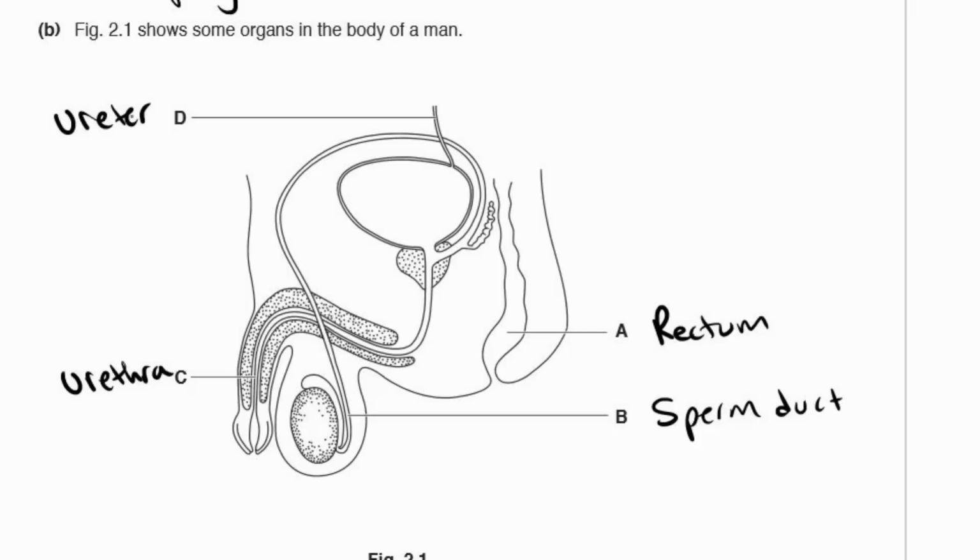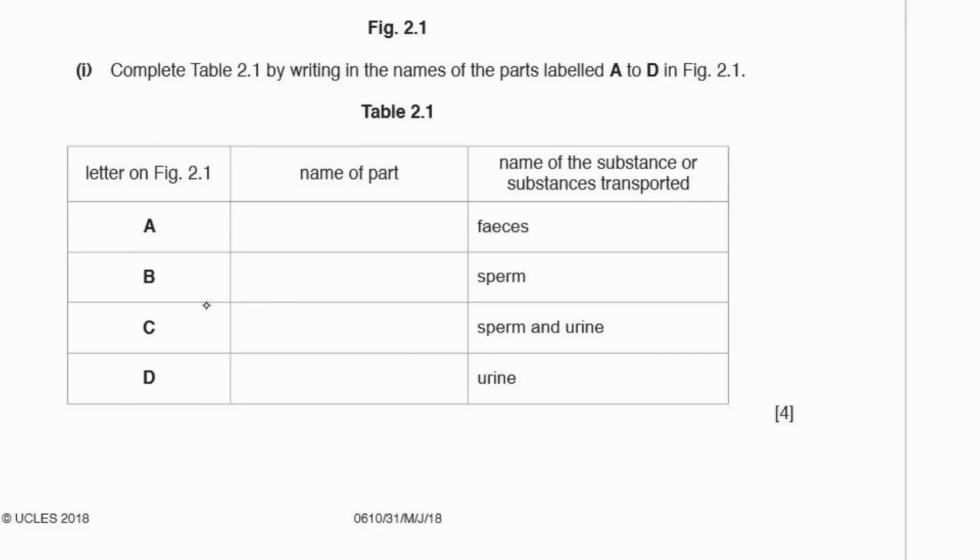All right, urethra and ureter are very similar words, so they have to be spelt exactly as they should be. You can't have any spelling errors. All right, so we can double check to see if we got those labels right, to see if they do what they're supposed to do. Okay, so A, we said A was the rectum.